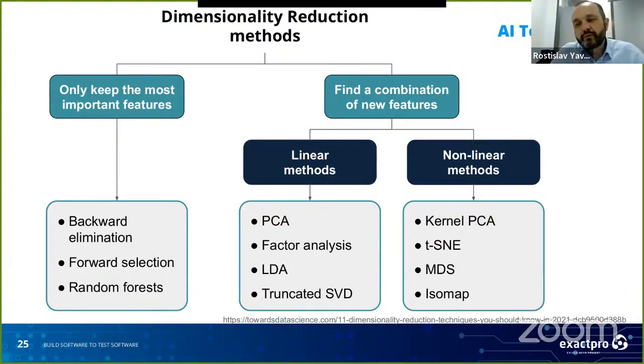The more information, the better. But at this point, especially in anomaly detection, it may turn out that most of the parameters are not important. So you need some algorithm, some approach to figure out which features, which parameters, which attributes are not important. And there are three: backward elimination, forward selection, random forests, etc.